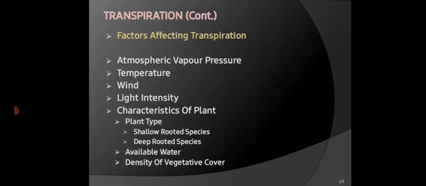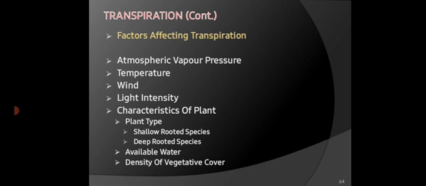Which are the factors affecting transpiration? First, atmospheric vapor pressure, same as evaporation. The factor affecting evaporation also affects transpiration. If the vapor pressure in the atmosphere is more, the transpiration rate is slow. Temperature, obviously: as temperature increases, the transpiration rate increases.